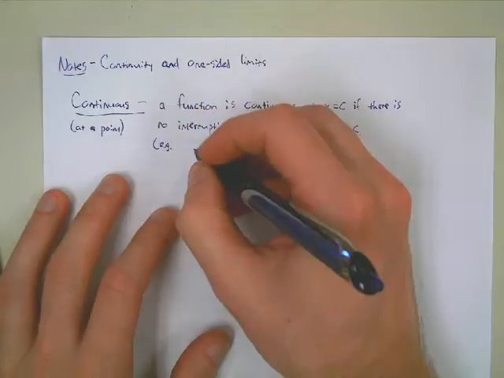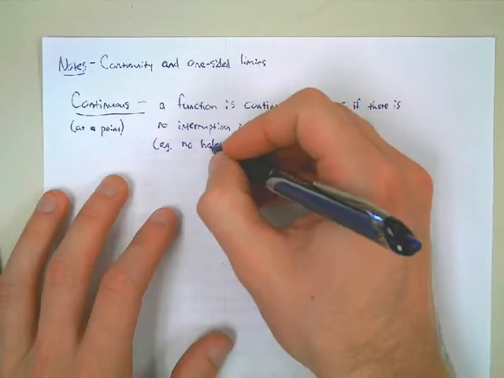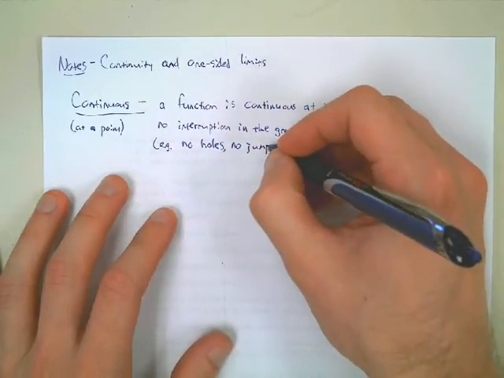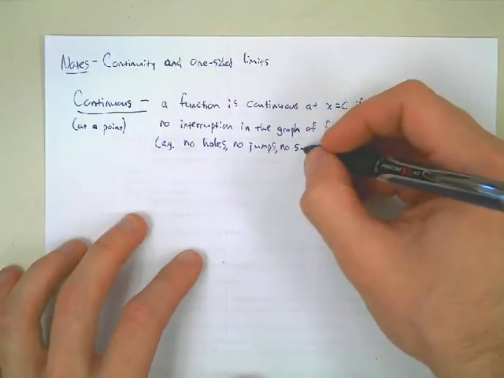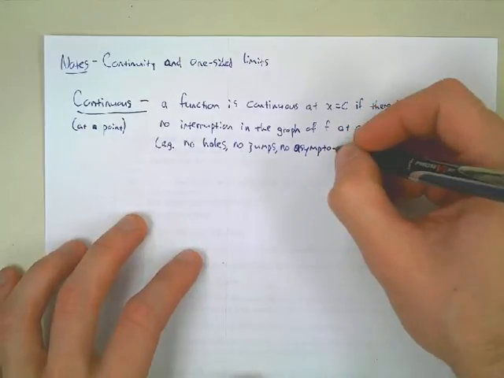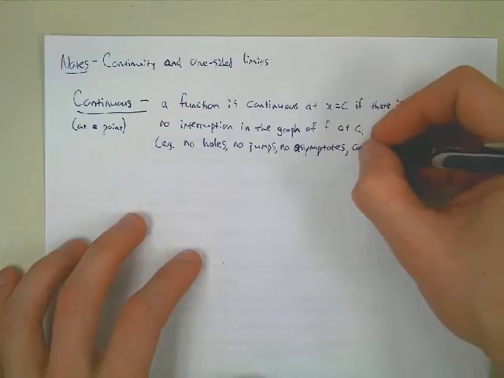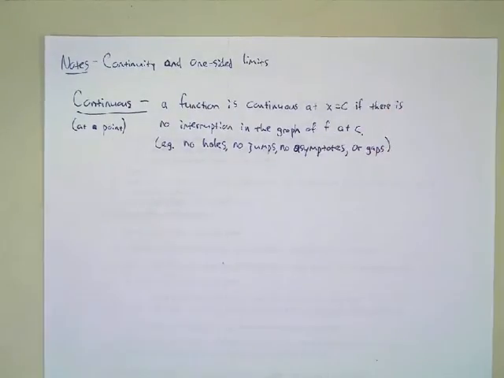Discontinuity. So, for example, no holes. If you have to pick up your pencil, right, exactly. No jumps. It's the exact idea of having to pick your pencil up. No asymptotes. That's right. Asymptotes has a P in it, oddly enough. Or gaps, right? I guess you can also say gaps is kind of like a discontinuity. Okay. Holes, jumps, asymptotes. That's what we're going to mostly focus on.